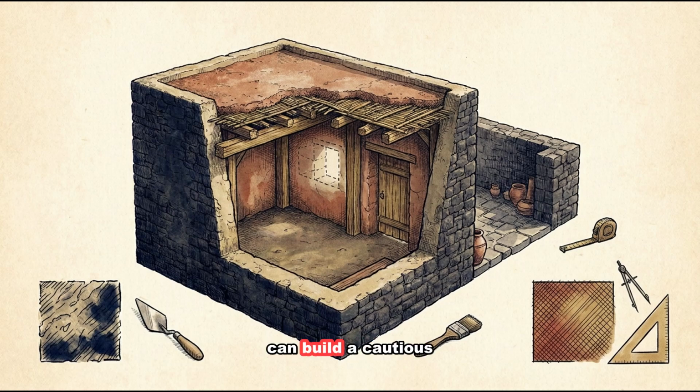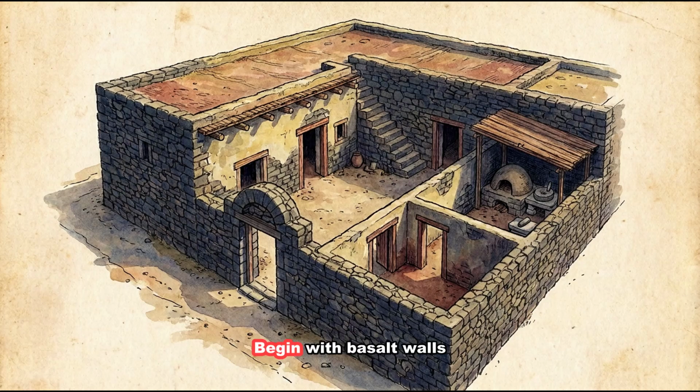From that range, we can build a cautious working model. Each layer will be marked as excavation, strong inference, or plausible reconstruction, so the picture remains useful without becoming falsely precise. We are building a model, not claiming discovery. Begin with basalt walls, irregular fieldstones stacked in courses, stabilized with smaller stones and earthen bonding, rather than the finely cut masonry familiar from grand public architecture. The result was sturdy, rough, and locally economical.